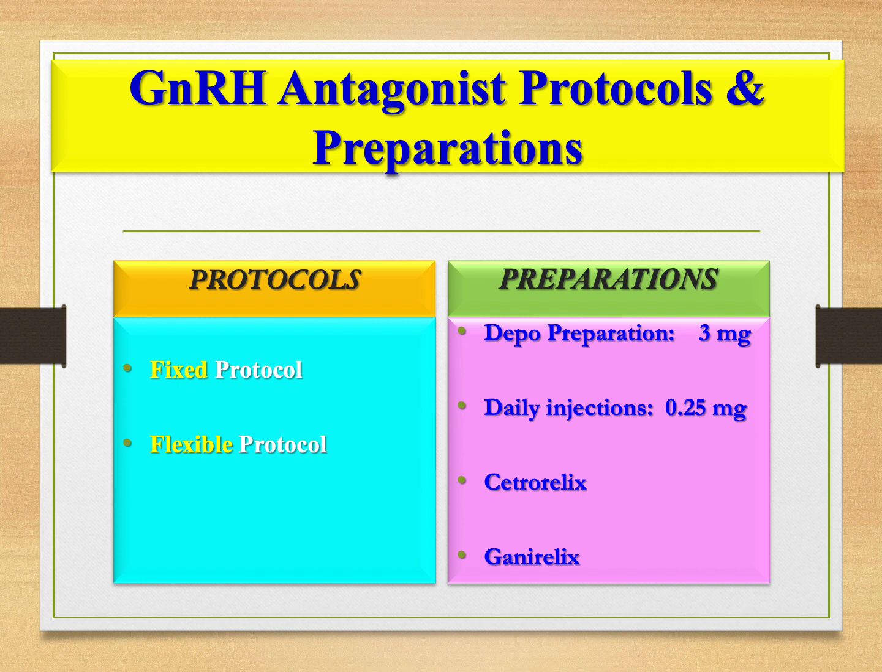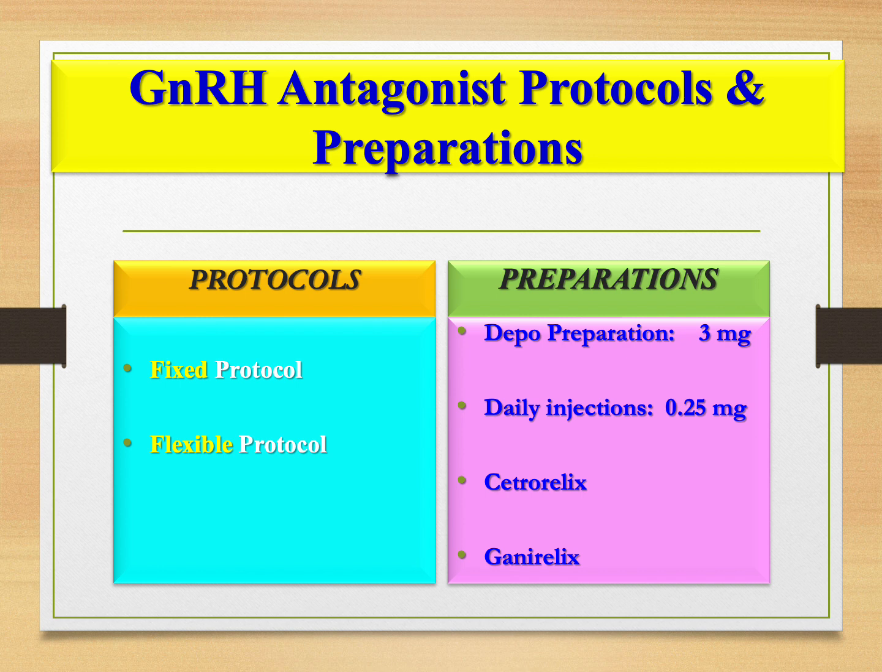The fixed protocol is where we will be starting the GnRH antagonist for pituitary suppression on day 6 of the stimulation. So once the stimulation is started from day 2 or day 3 of the menstrual cycle, on the 6th day, irrespective of the size of the follicles, we will be starting the GnRH antagonist. And what is the flexible protocol?